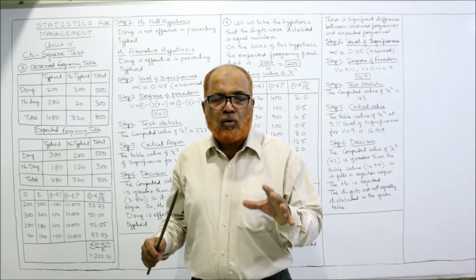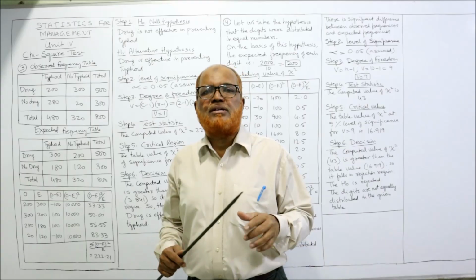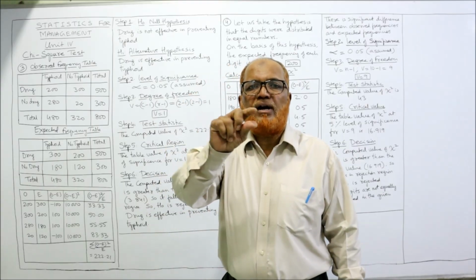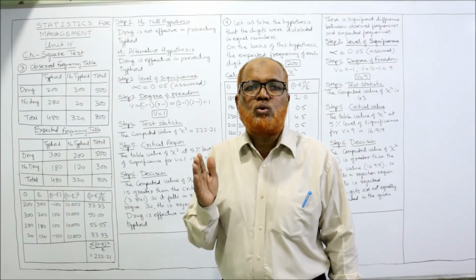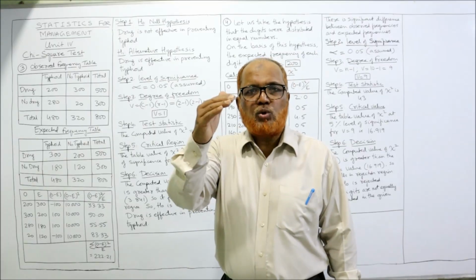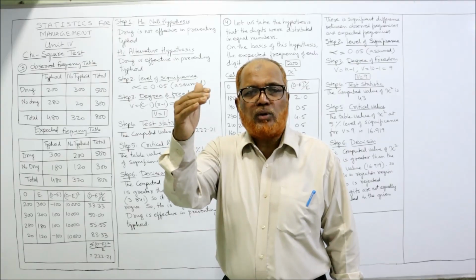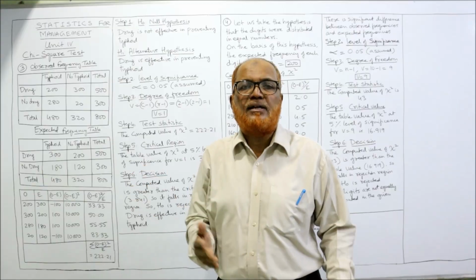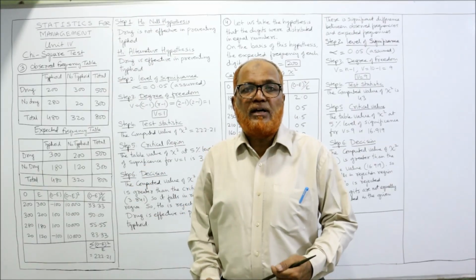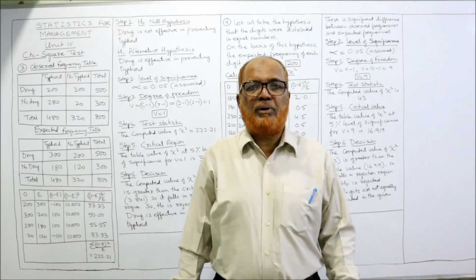And if an equal number of times every digit must occur, then 2000 divided by 10. That means every digit must occur 200 times. 0 should occur 200 times, 1 should occur 200 times, 2 should occur 200 times, like that. That is the expected frequency if the digits are equally distributed.